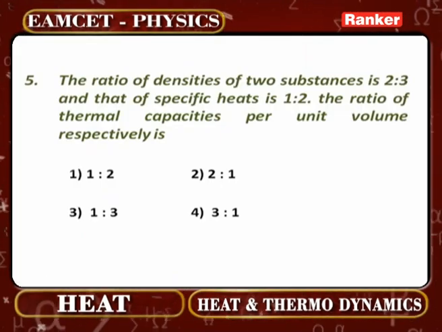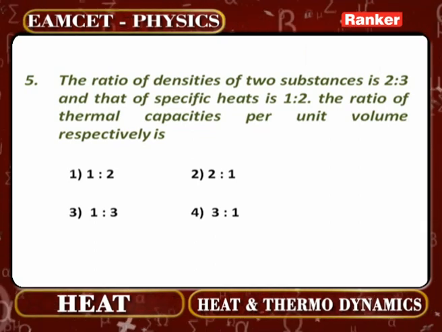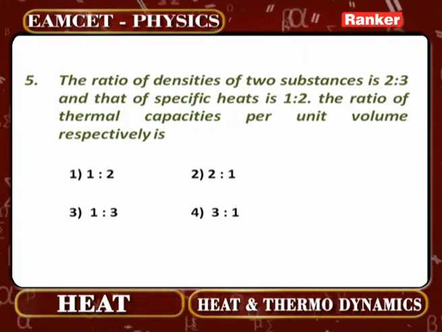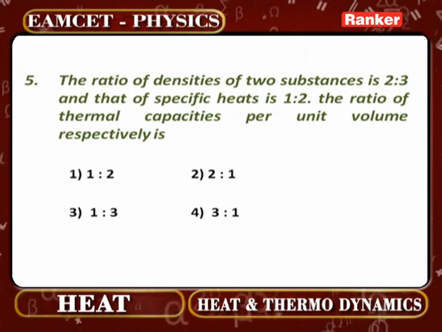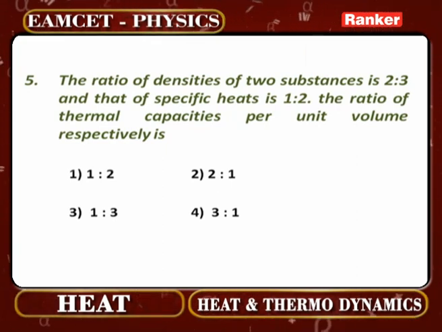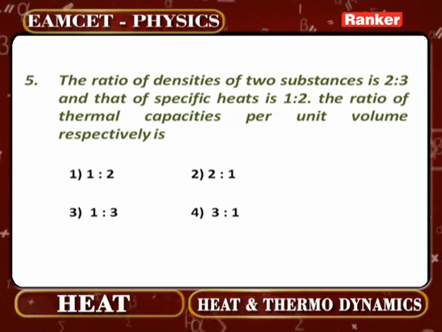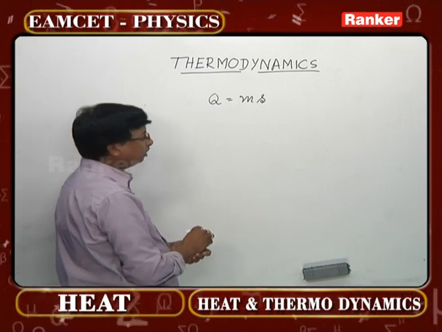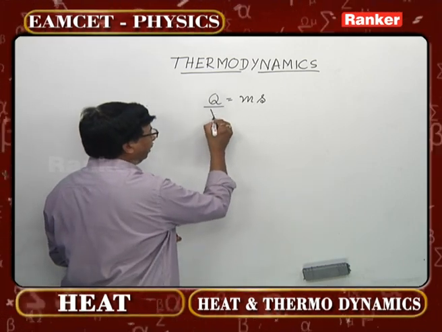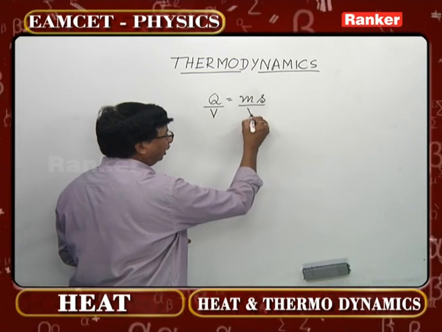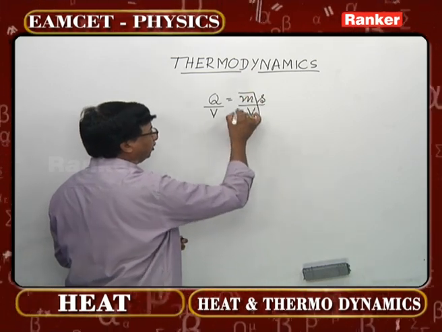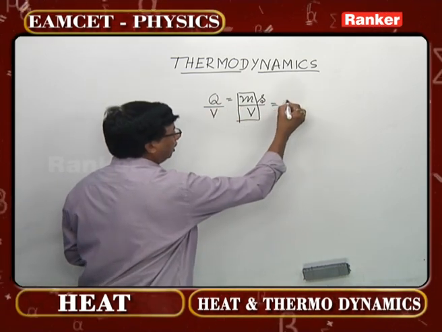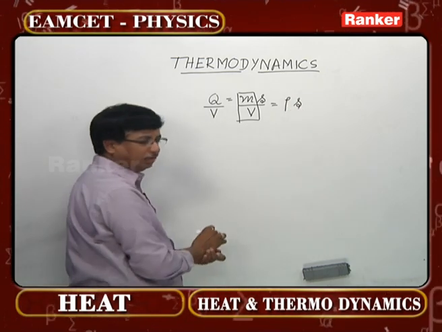Ratio of densities of two substances is 2:3 and that of specific heats is 1:2. The ratio of thermal capacities per unit volume respectively is how much? In fact, we all know very well, when we talk about thermal capacity, it is represented by this formula MS. But thermal capacity per unit volume we want. All of you can understand mass per unit volume is called density. So thermal capacity per unit volume, can't you write density into specific heat?